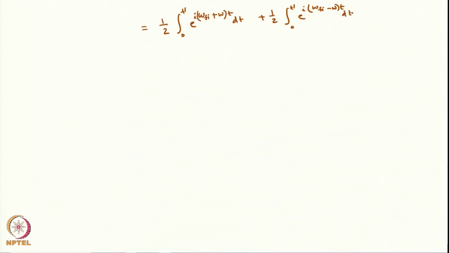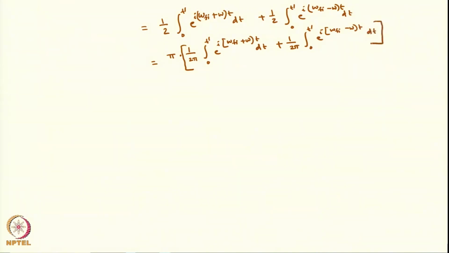Okay. Now, what I will do is I will multiply pi and divide by pi for both of them. So, this is equal to pi into 1 by 2 pi integral 0 to t prime e to the power of i (omega fi plus omega) t dt, plus 1 over 2 pi integral 0 to t prime e to the power of i (omega fi minus omega) t dt. Okay. Now, I will make a small mathematical trick.